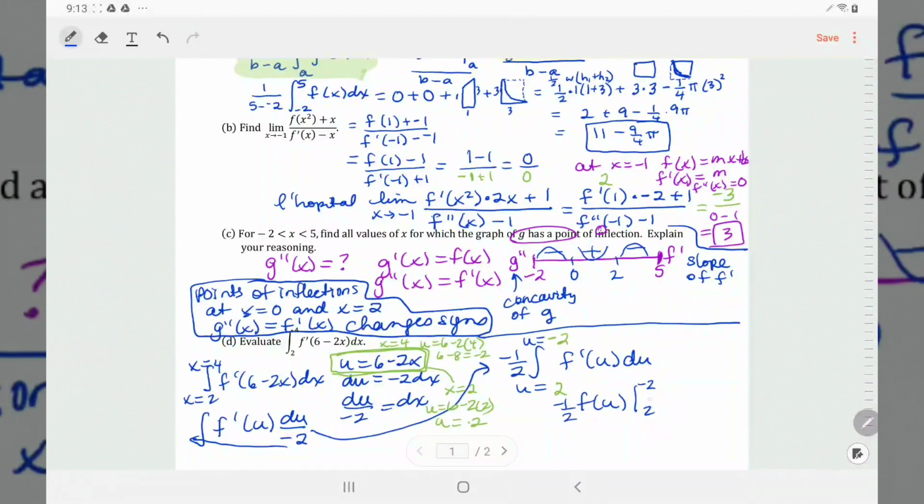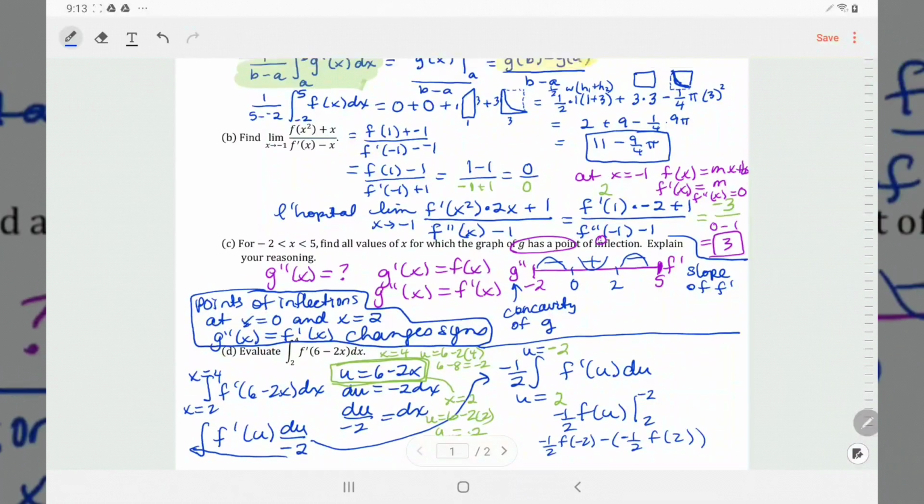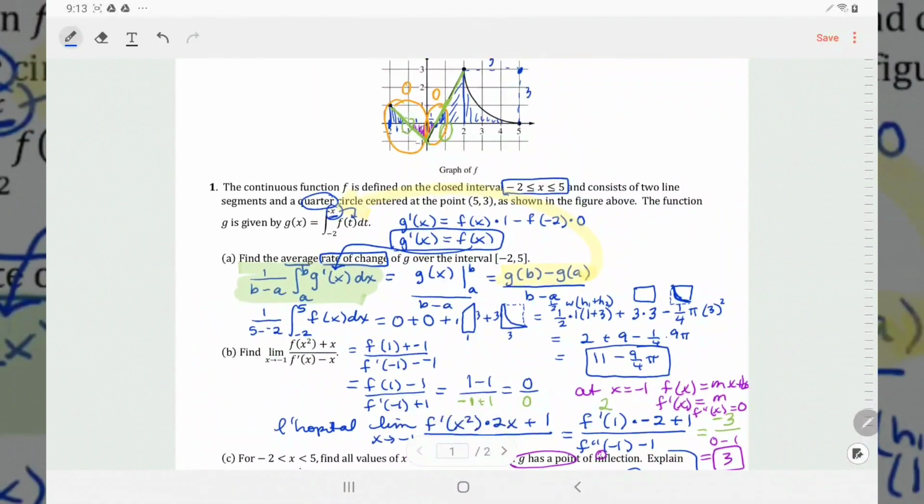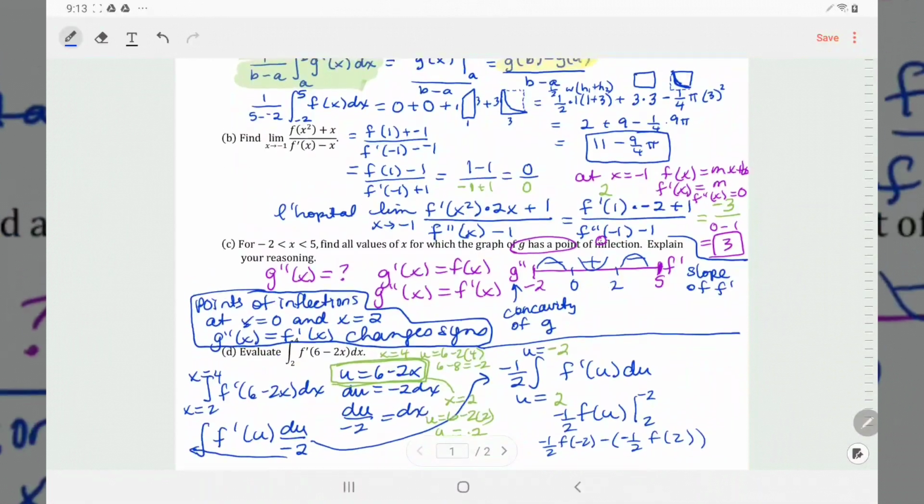Okay. And f of -2 means the y value of the f graph at -2. So the y value of the f graph at -2 is 1. So this is -1/2 times 1 plus 1/2 times f of 2. F of 2, the y value is 3. So that's -1/2 plus 3/2. You don't have to simplify, but I'm just used to simplifying. 2/2, which is 1.